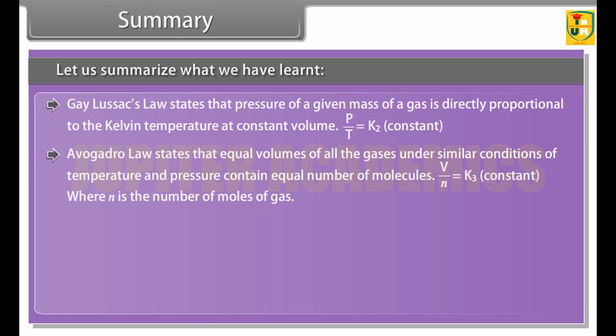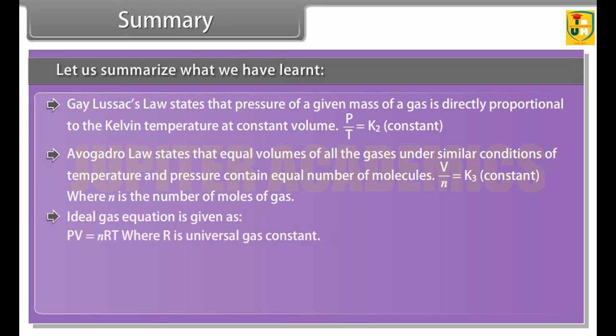Avogadro's law states that equal volumes of all gases under similar conditions of temperature and pressure contain equal number of molecules. V by n is equal to K3, constant, where n is the number of moles of gas. Ideal gas equation is given as PV is equal to nRT, where R is the universal gas constant.